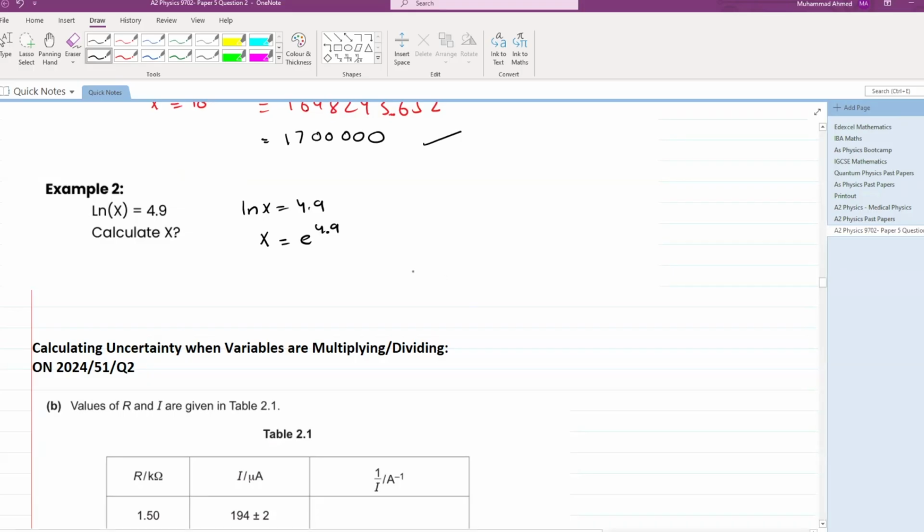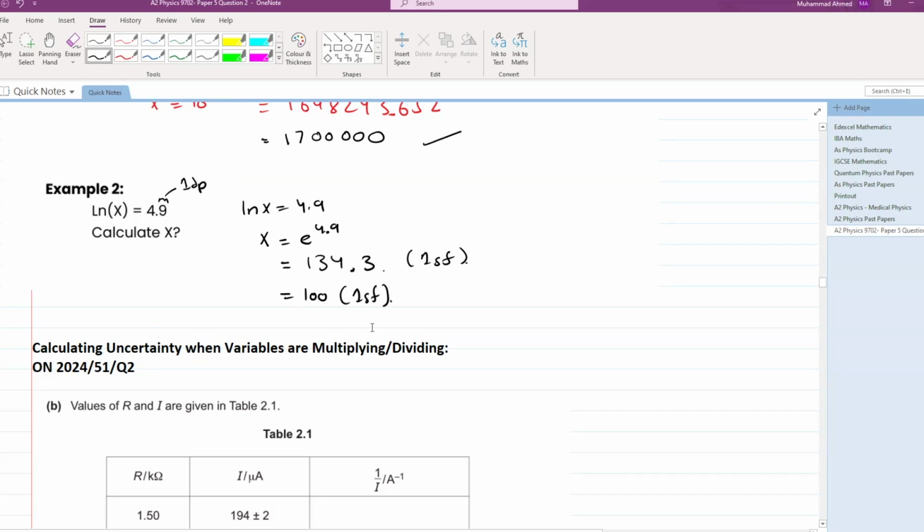This comes out to be 134.3. Obviously, you cannot write this entire answer. What is the number of decimal places in the original value? One decimal place. So your answer will be till 1 SF. Let's convert it to 1 SF. This will become 100. This is your answer till 1 SF.